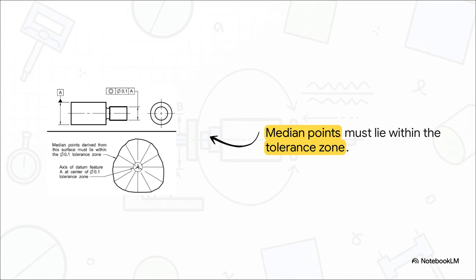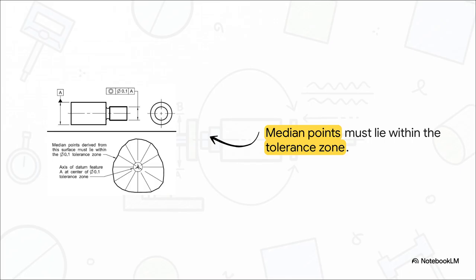So the theoretical mechanism working in the background is that the median points derived from the surface must lie completely within a defined tolerance zone, let's say a tight 0.1 zone. Imagine a strict virtual cylindrical boundary perfectly centered around your datum axis. The entire physical surface of that part has to live inside that invisible cylinder as it rotates a full 360 degrees. If even one tiny microscopic peak or valley breaks that boundary at any point along the shaft, the part is rejected. No exceptions.